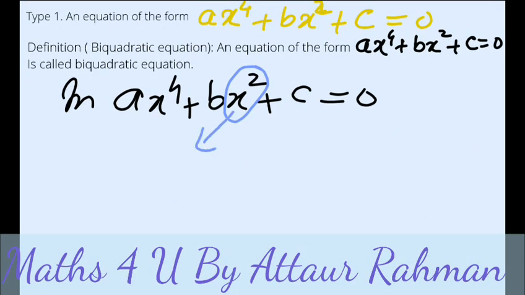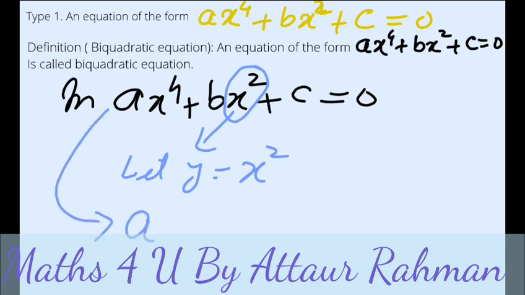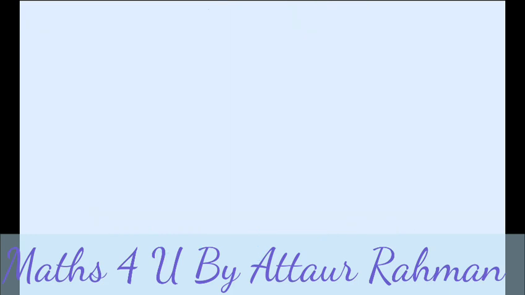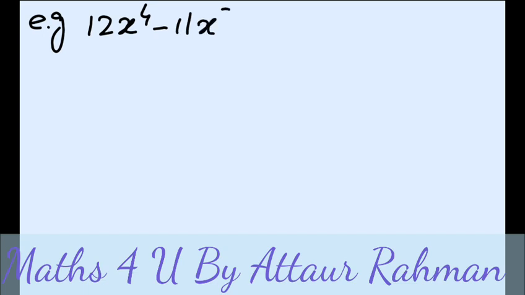Let us see. Suppose we have ax^4 plus bx square plus c is equal to 0. Now we will let x square is equal to, say, y, and then we will square it. It will become x^4 is equal to y square, and substituting these two values in the given equation, it will become ay square plus by plus c is equal to 0, and this is the standard form of a quadratic equation. Let us take an example which will justify our claim. Suppose we have an equation of the form 12x^4 minus 11x square plus 2 is equal to 0.